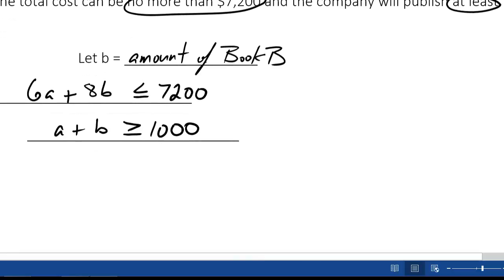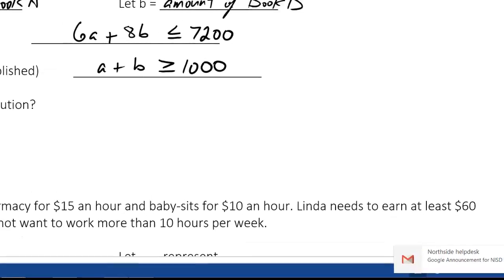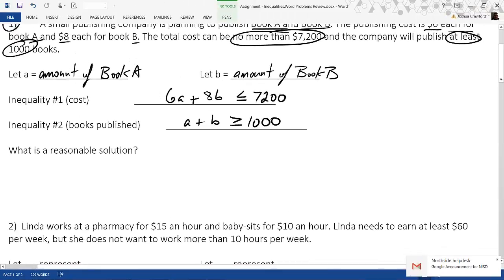Okay. So that's that part, but it then asks you what is a reasonable solution. Now this may sound difficult because we have to decide how many book A and how many book B we need in order for the system of inequalities to be true, but it's actually real simple. We're trying to not spend more than $7,200. So we need to choose the book that costs the least amount. So book A costs $6 each. So I'm going to go ahead and say, let's put every single one of our 1,000 books into book A.